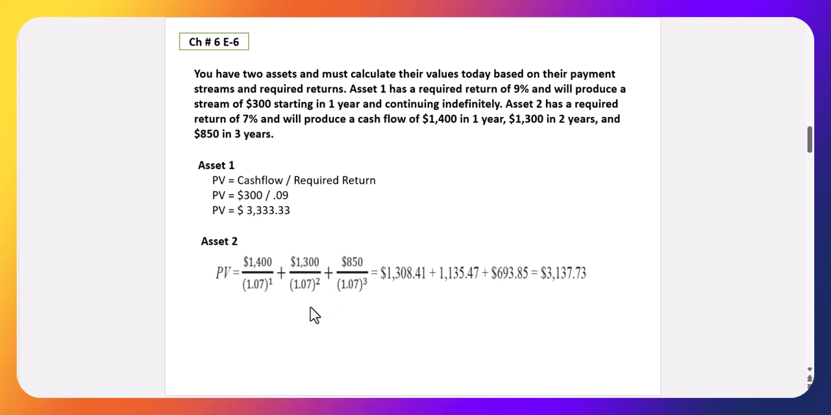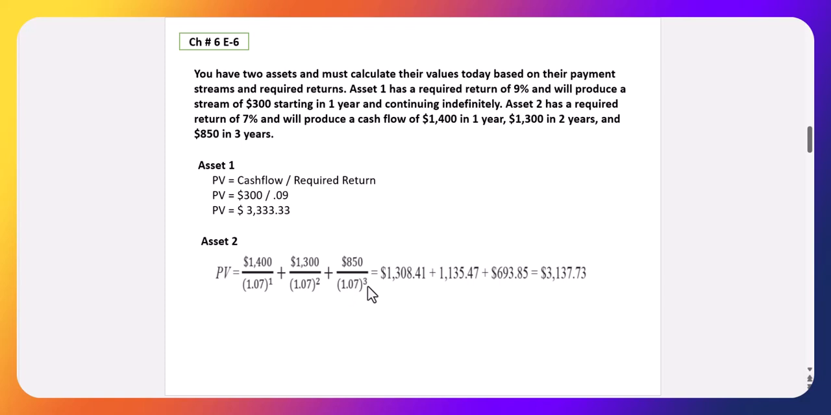The second cash flow, we have to discount it. We call it the present value of $1,300, which is actually the future value of $1,300, but to take the present value, we divide it by 1.07 to the second power. And our last cash flow, $850, we have to calculate the present value of 850. Remember, the 850 is actually the future value, but we have to calculate its present value. And it's 1.07 to the third year.